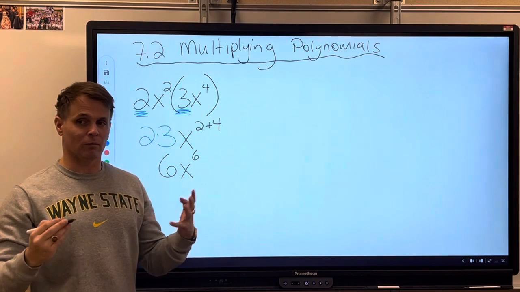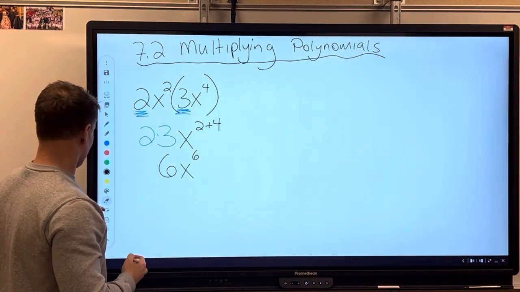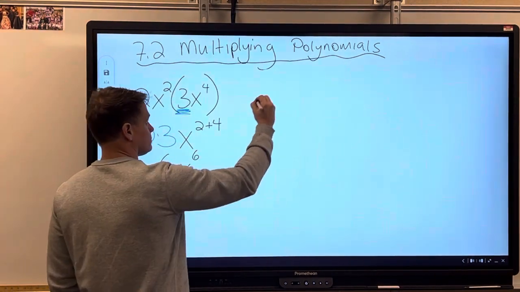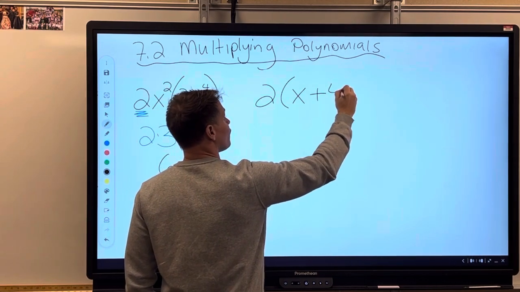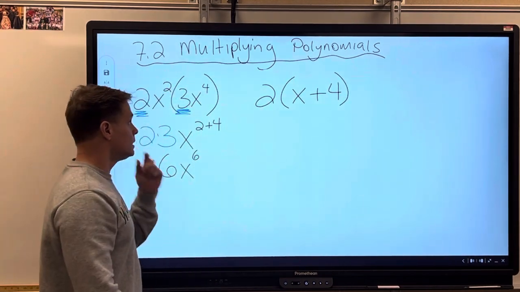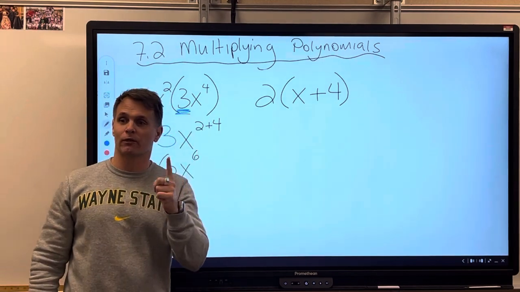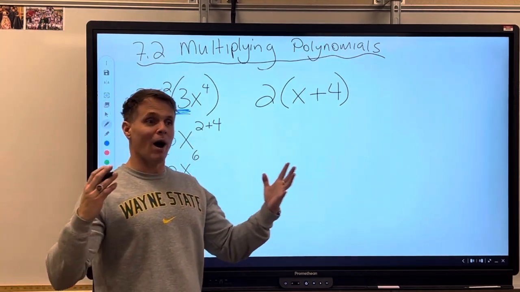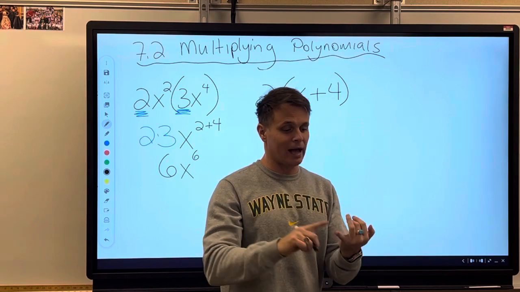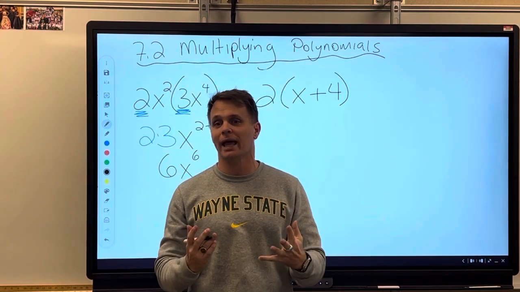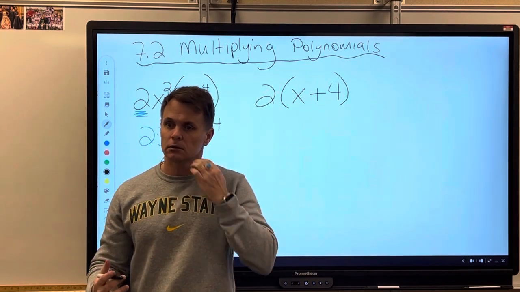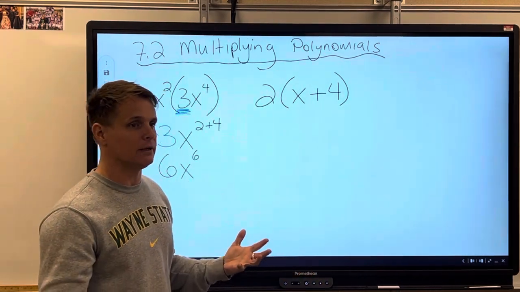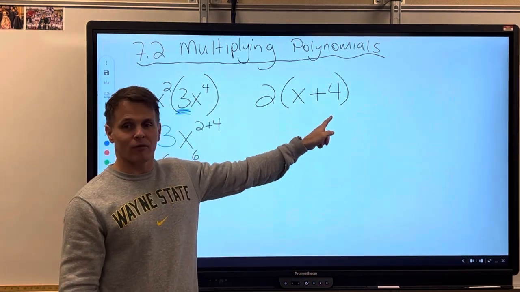Now, let's make it a little bit more challenging. Let's say we have 2 times x plus 4. Now, instead of 1 term in the parentheses, we have 2. We want to simplify it. We want to add, subtract, multiply, and divide all we can. And how do we know what to do first? The order of operations, right? Can you do anything in parentheses?